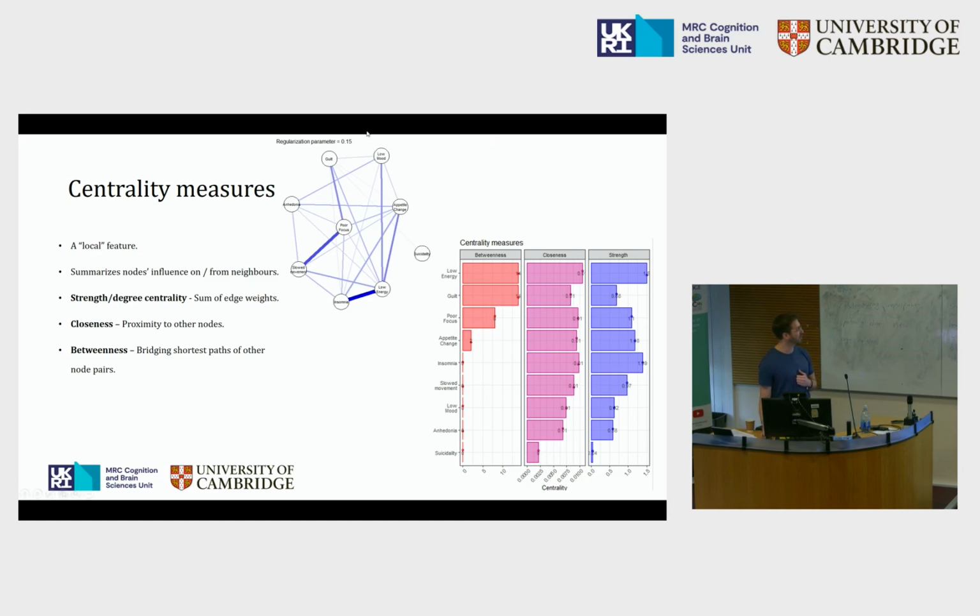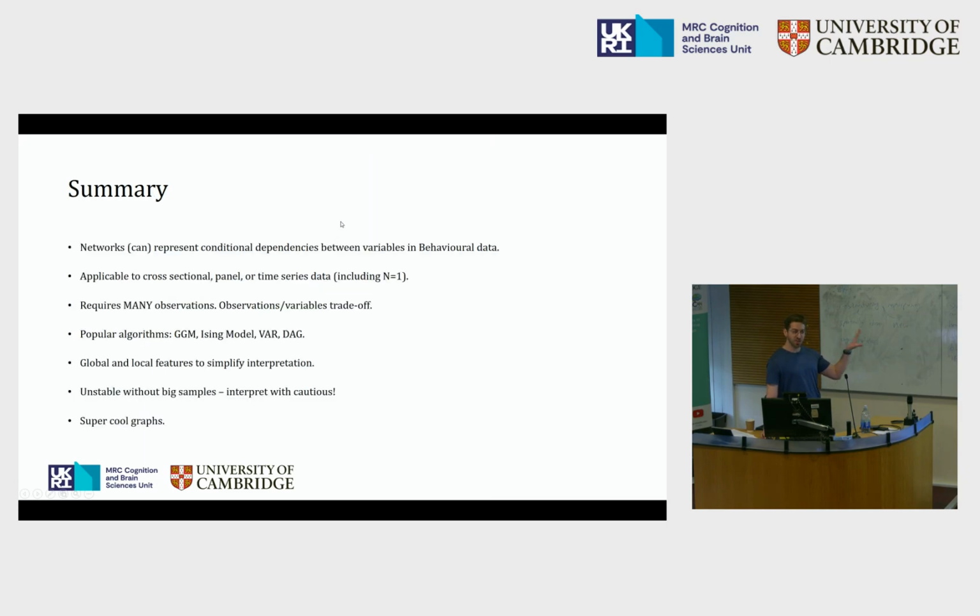So for example, this here, guilt, is very high on betweenness for a simple reason, because it connects suicidality with all other nodes in the network. So it will be very high on betweenness, but not so strong because the sum of edge weights is not that high for them. So that's it. There's a short summary here.